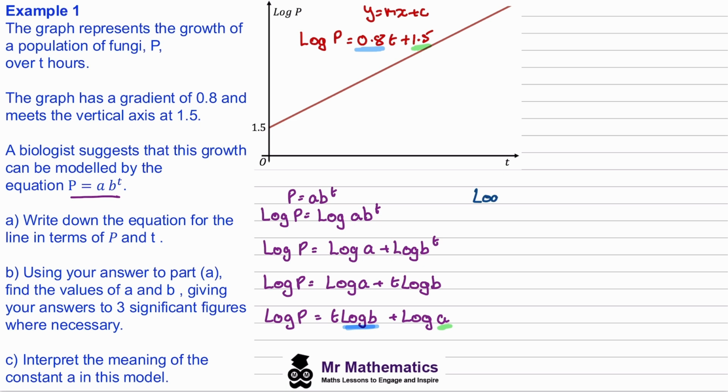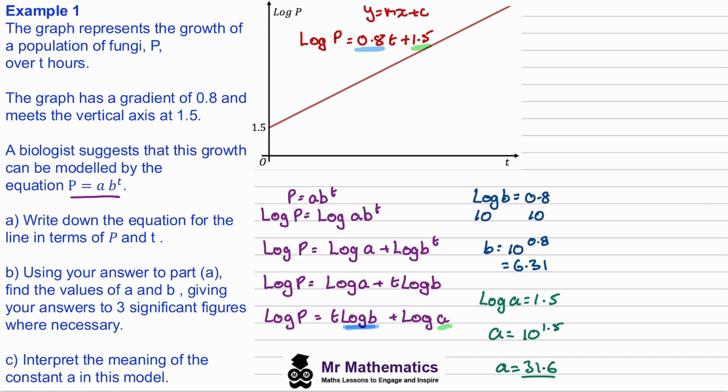So if we say that the log of b is equal to the gradient 0.8, we can work out b by taking 10 to the power of both sides, because that's the opposite of log. So b will be 10 to the power of 0.8. And we can work this out and we get 6.31. And then we can say the log of a is equal to 1.5. We'll take 10 to the power of both sides. So a will equal 10 to the power of 1.5. And this will give us that a is approximately 31.6.